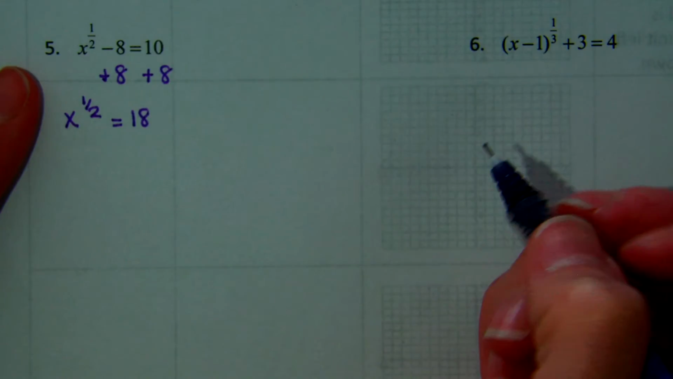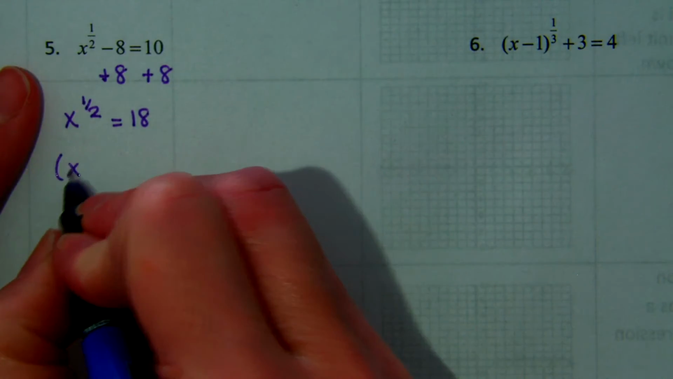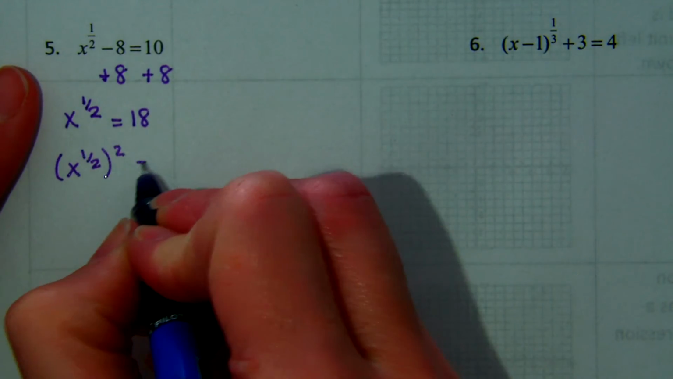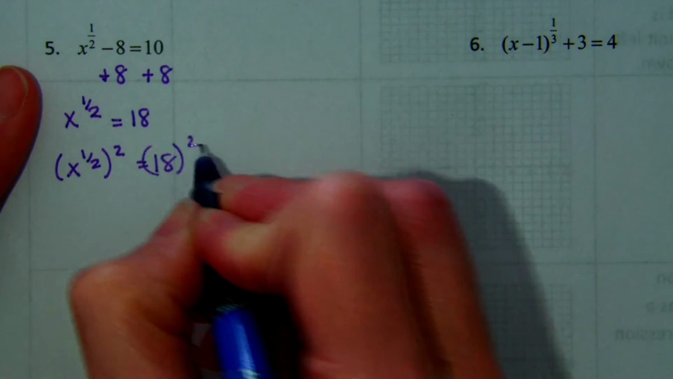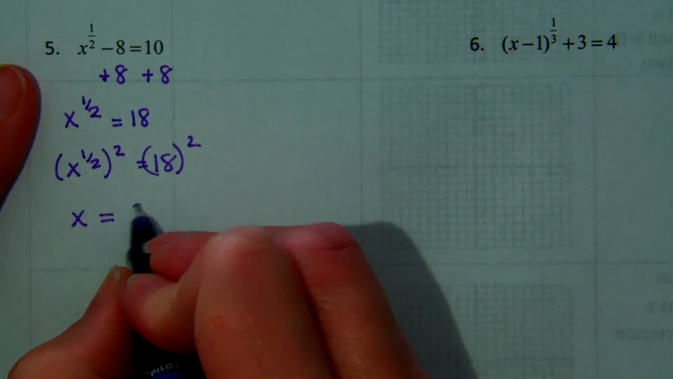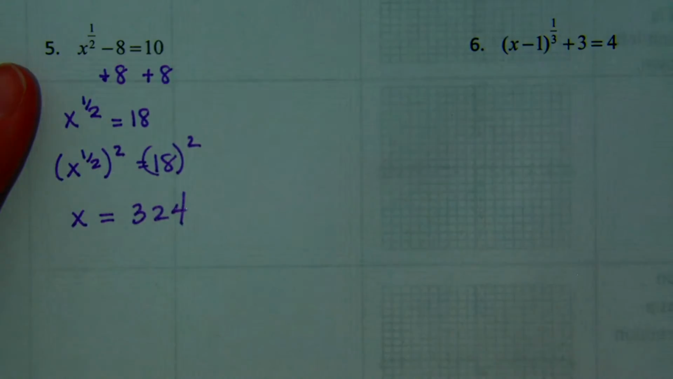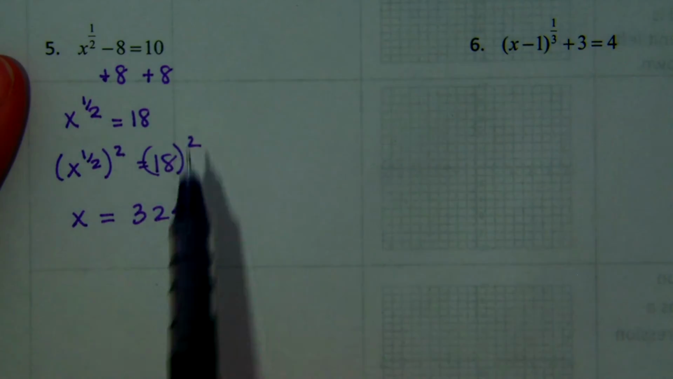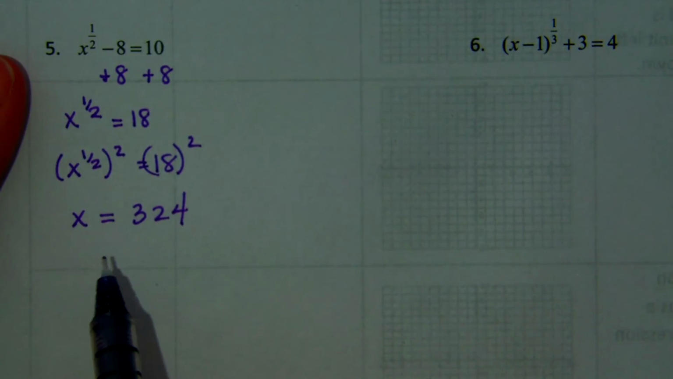And to get rid of that 1/2 exponent, we have to square both sides. So x to the 1/2 squared is equal to 18 squared. That is x is equal to 324. You will have a calculator, okay, but x is equal to 324.